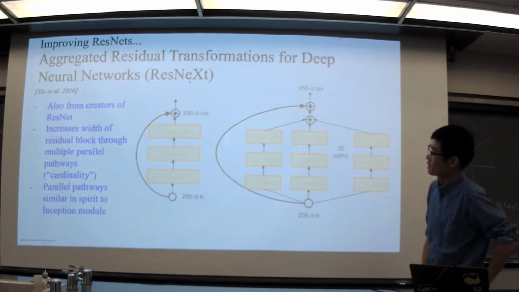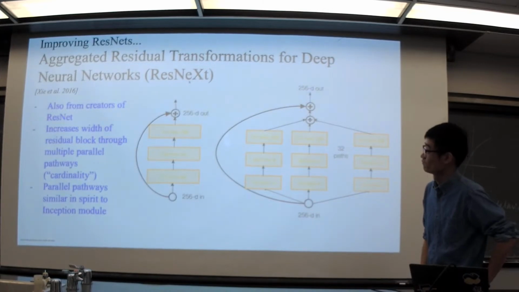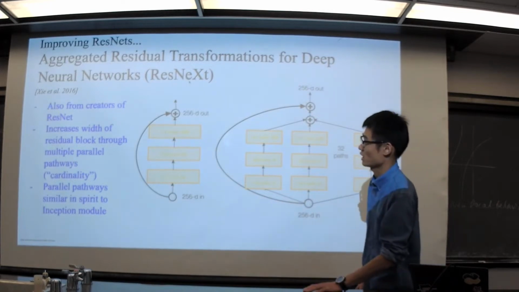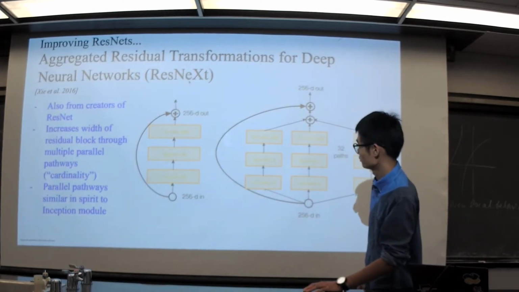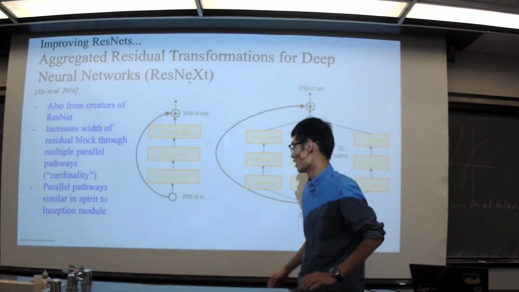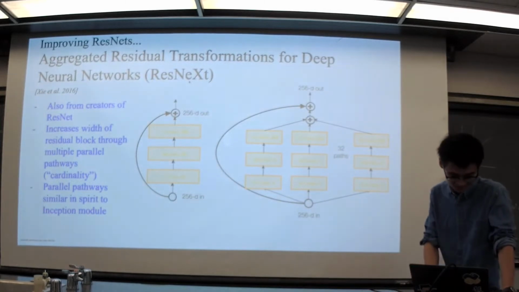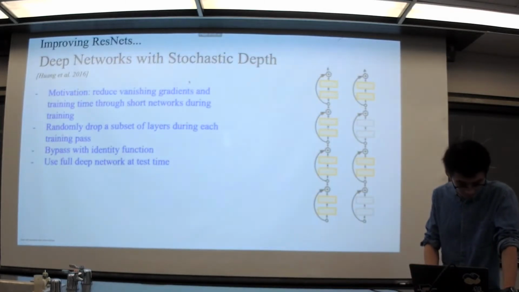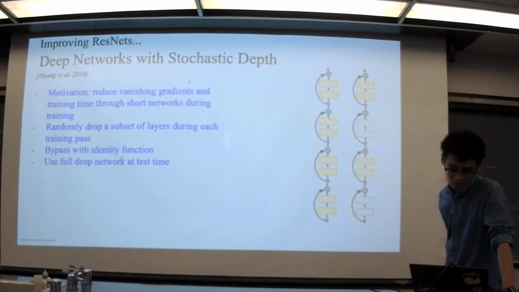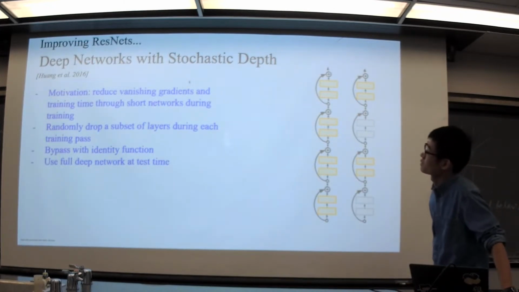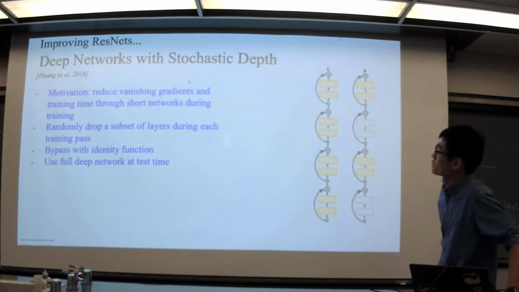And ResNet got popular for a very short time, like 2018, 2019 or something. But only the original things last for the longest time. Deep networks with shorter depths. Motivation: reduce vanishing gradients and training times.